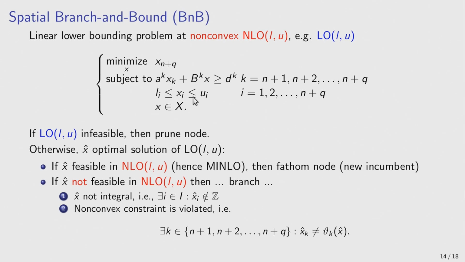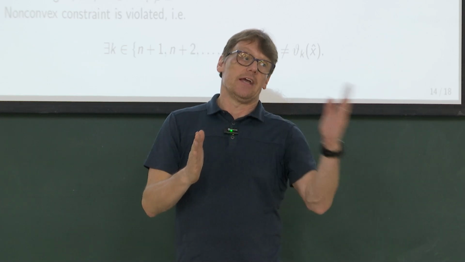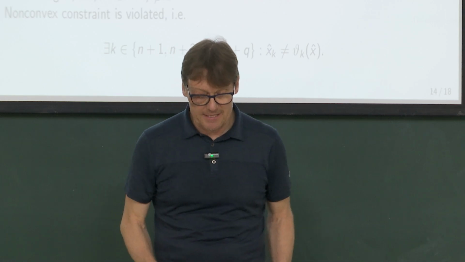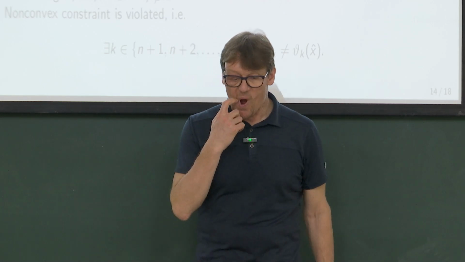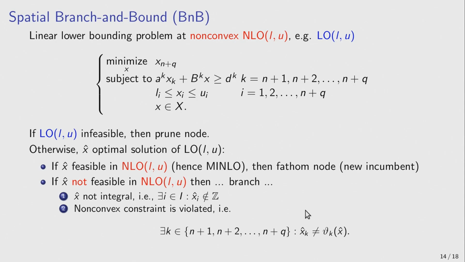But generally, the solution of this problem will not be feasible in my nonlinear optimization problem, and then I need to branch. And so I can either branch by picking a binary variable that's fractional and setting it to be below its floor or above its ceiling. That's the standard mixed integer nonlinear branching. Or I can find myself a violated non-convex constraint and branch on that constraint.